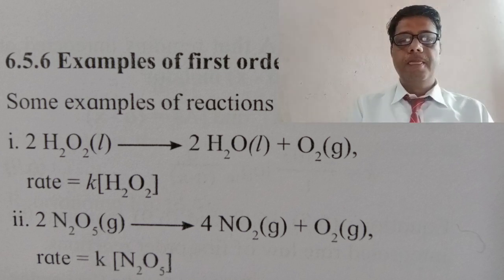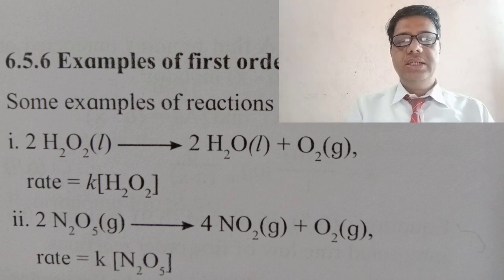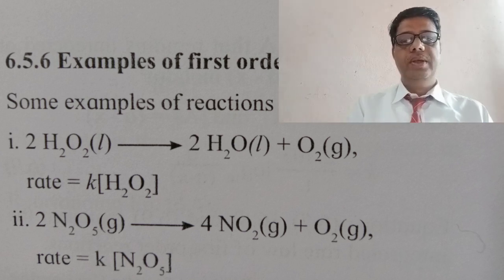First one, 2H2O2 liquid gives 2H2O liquid plus O2 in the form of gas. The rate equation for this reaction is rate is equal to K into concentration of H2O2. So here the power of the concentration of H2O2 is 1, so the reaction is first order. That is, the rate of this reaction depends on the concentration of H2O2. This is a first order reaction.